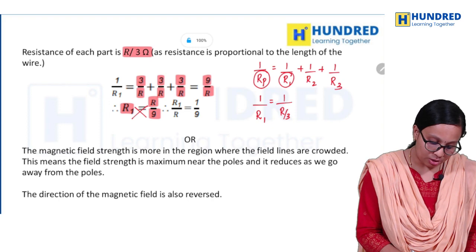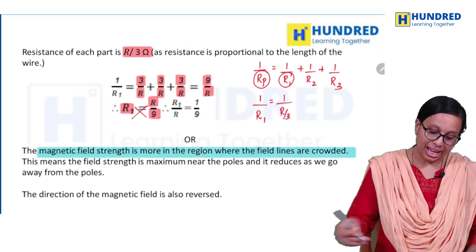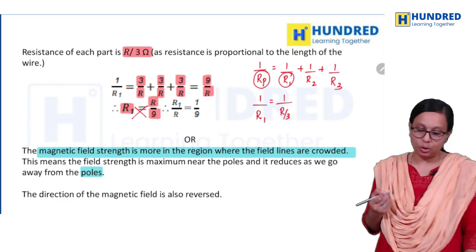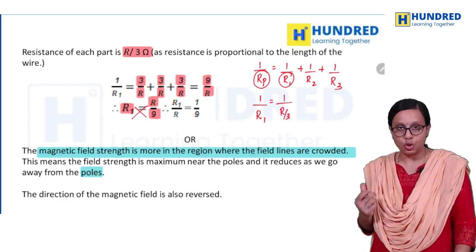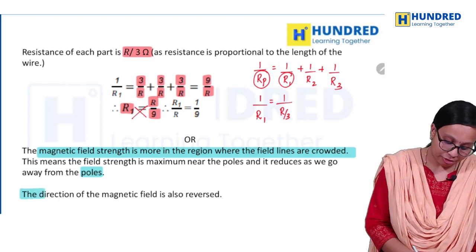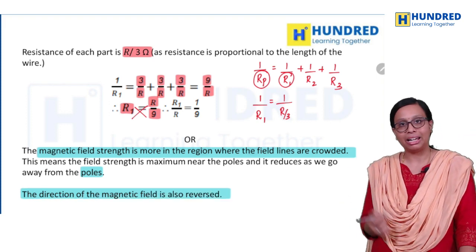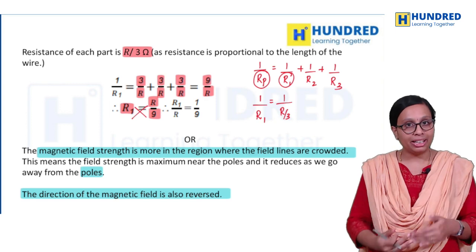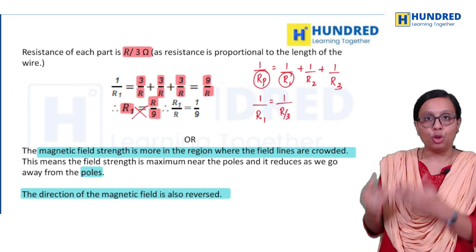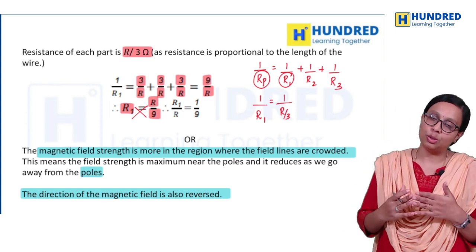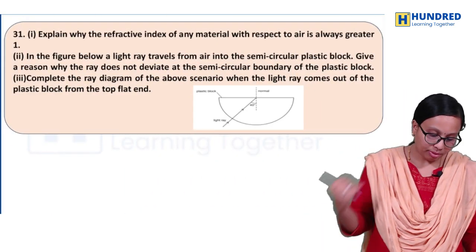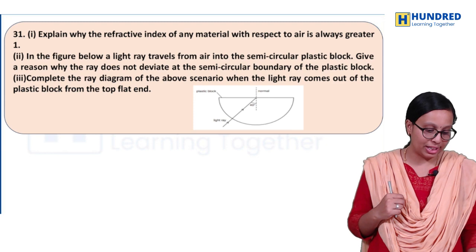So the magnetic field strength is where the lines are crowded. So it is closer to the poles. Okay, so near the poles, it is stronger. And when the direction of the current is reversed, the magnetic field will also be reversed. You increase the current, the magnetic field will get strengthened. If you reverse it, the magnetic field will also get reversed. Okay, then the next question. Now we are moving on to the 3-mark questions.